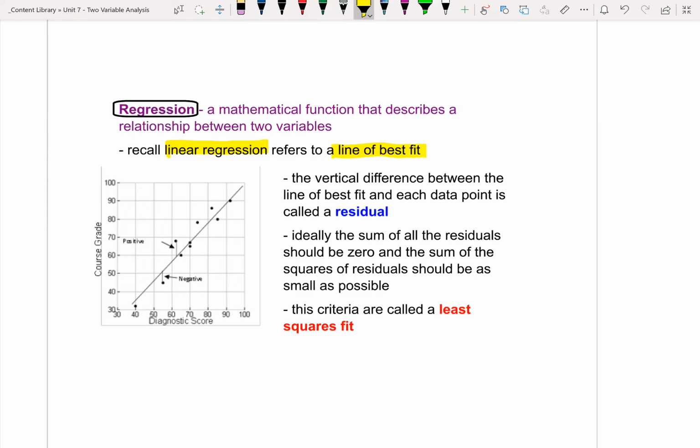Ideally, the sum of all the residuals should be 0, because we would want every data point to be exactly on the line of best fit, so there'd be no vertical difference. And then the sum of squares of those residuals should be as small as possible. This criterion is called a least squares fit. So basically, it's how the line of best fit is created, where you have the sum of the squares of residuals as small as possible.